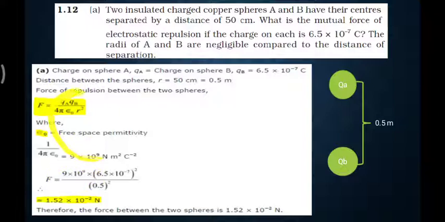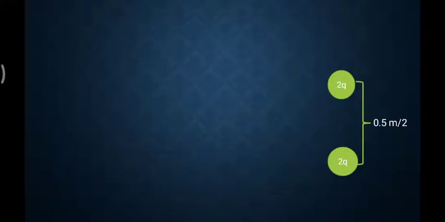If you don't want to write it this way, you can write directly F equals K Q1 Q2 upon r square. The K value itself is 9 into 10 to the power 9, so no need to repeat these things every time. So F equals 9 into 10 to the power 9, times 6.5 into 10 to the power minus 7 raised to square, because QA and QB are both the same, upon 0.5 raised to square. Do the calculation in your calculator and you will reach 1.52 into 10 to the power minus 2 Newton. That is very important. You must complete it with the unit, otherwise you may lose a few marks for lack of unit. Okay, this is the one task given.